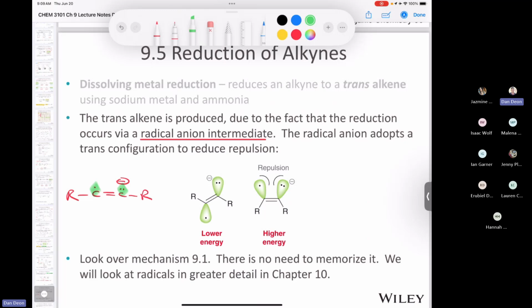So what are they going to want to do? They're going to want to get as far away from each other as possible.